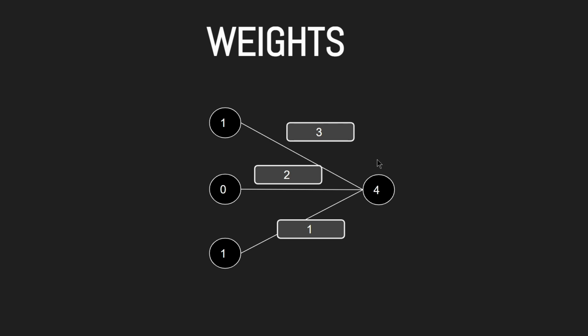Now, how do you calculate this output? You wouldn't just say it's 1 plus 0 plus 1, so that would be 2. Now you have to multiply this 1 times the weight. So the weight here is 3, so 1 times 3 is 3. 2 times 0 is 0, and 1 times 1 is 1. And you would add all 3 of those values, and that would be your output neuron value. So 3 plus 0 plus 1 is 4. And that would be good.